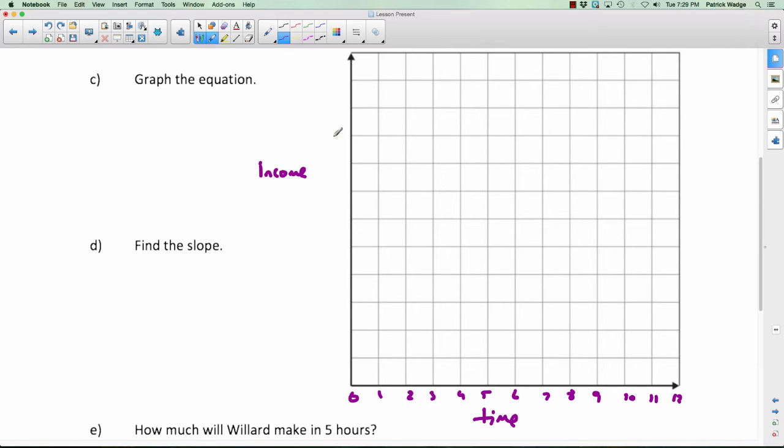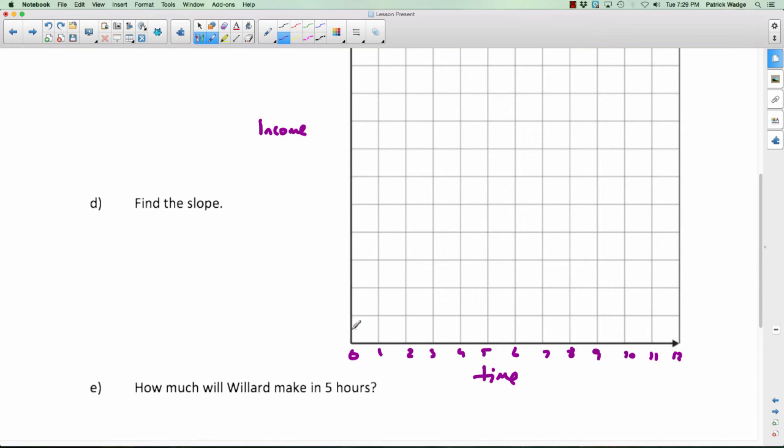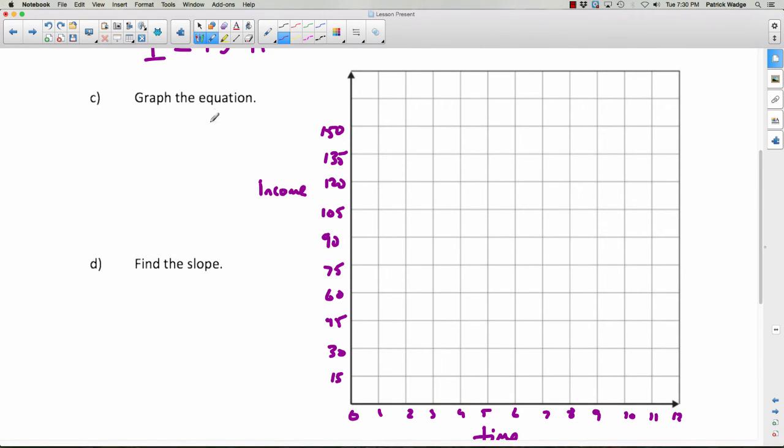Now, what would be a smart amount to go up by on the income? I would not go 1, 2, 3, 4. I wouldn't go 2, 4, 6, 8. Look, every hour he makes 15 bucks an hour. So why don't you go up by 15? Since that's basically the amount that's going to keep showing up. So 15, another 15 is 30, another 15 is 45, another one's 60, 75, 90, 105, 120, 135, 150. Is that it? No, two more? 165 and 180.